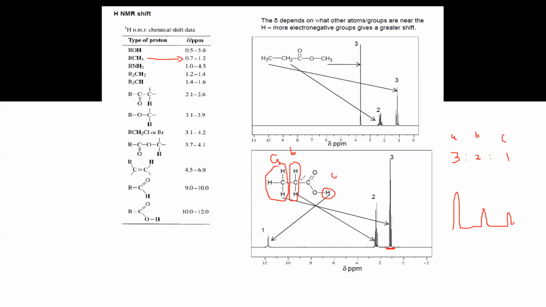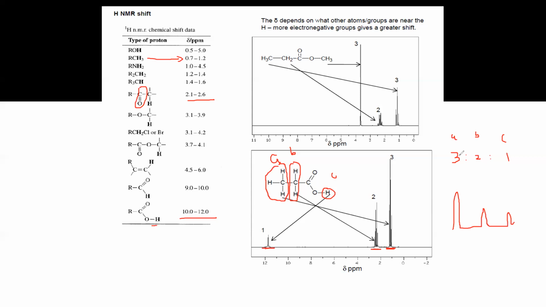Then for CH2, the next is C double bonded with O. So CH2 or CH next to C double bonded with O is from 2.1 to 2.6. And then the OH group is there for carboxylic acid. Sorry, this is propanoic acid. I had said propanol. So C double bonded with O and OH, the peak is from 10 to 12. So from 10 to 12, you can draw anywhere.